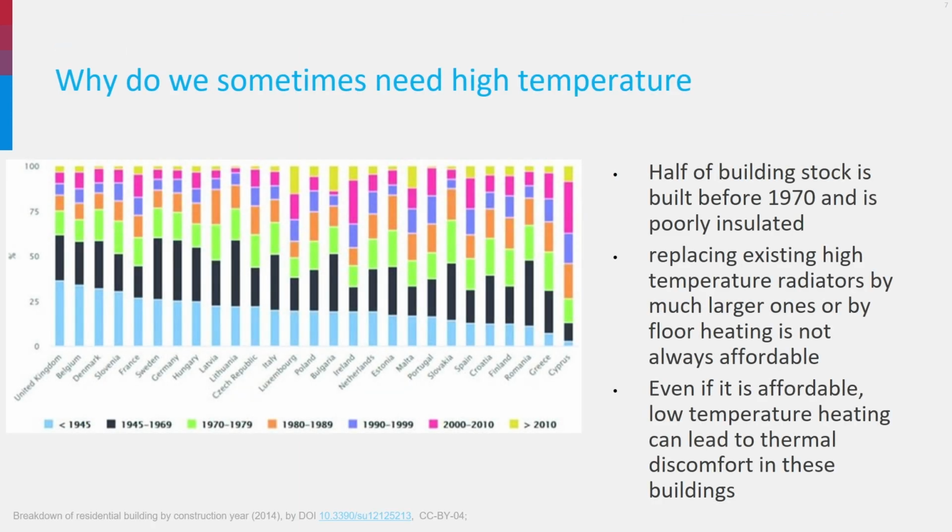Having said this, there is still a major reason why we often cannot switch to low-temperature space heating, and that is because, as you can see here for European countries, around half of the building stock was built before 1980 and uses high-temperature radiators. Replacing these high-temperature radiators by larger low-temperature ones or floor heating is expensive and for many people not affordable. And even if it was affordable, it would lead to thermal comfort problems even if the radiator is large enough to supply the demanded heat.